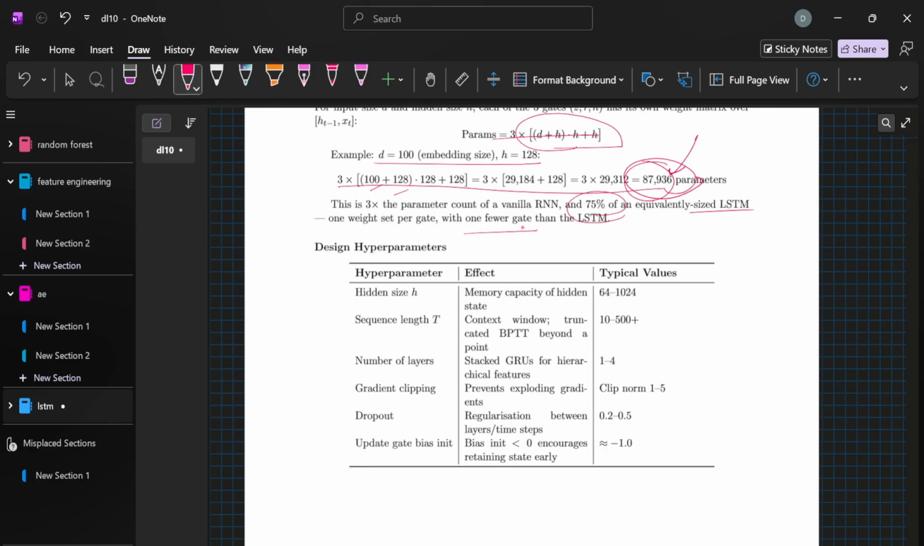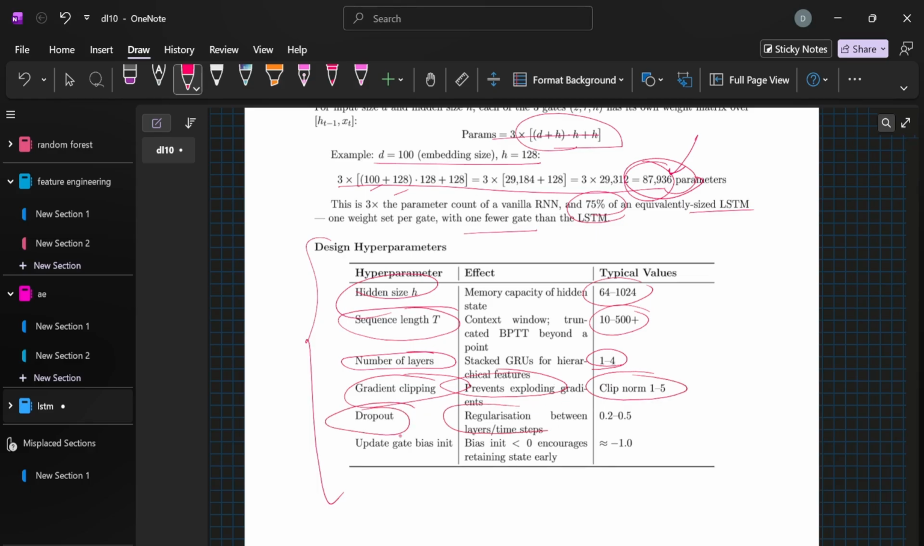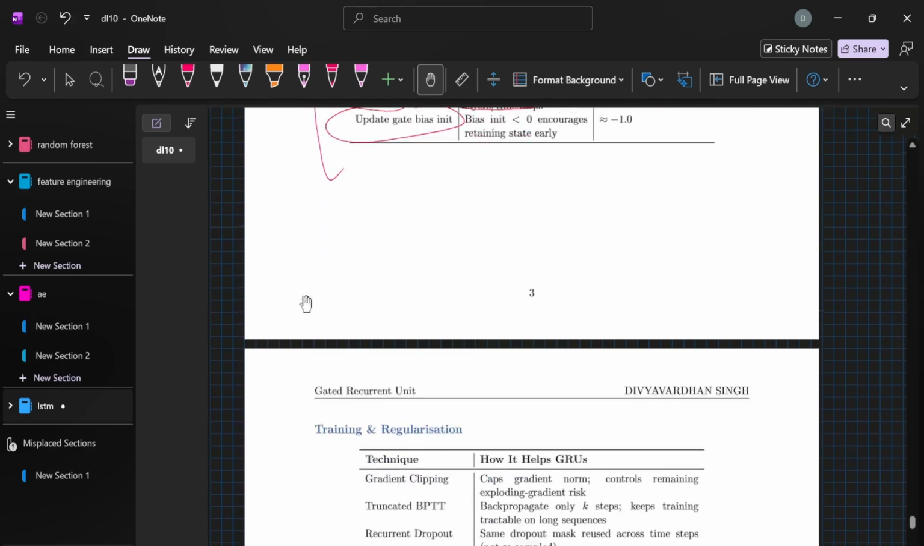Now moving forward towards the design parameters. Hidden state h controls memory capacity, typically 64 to 1024. Sequence length is your context window; beyond a point, your truncated BPTT usually has 10 to 500 plus steps. Number of layers is also an important part of this, typically 1 to 4. Then the gradient clipping, which we have already discussed, usually between 1 to 5. Then dropout and the update gate bias init. Some of the training and regularization techniques are also given.